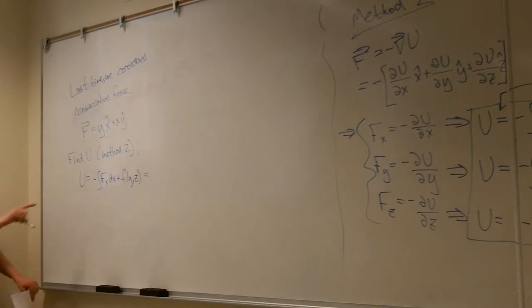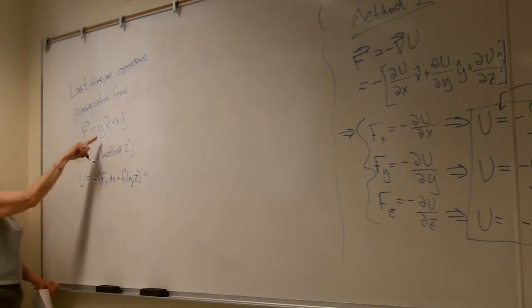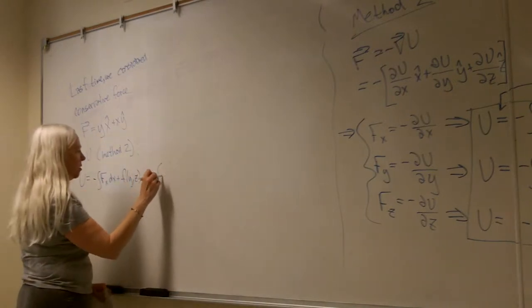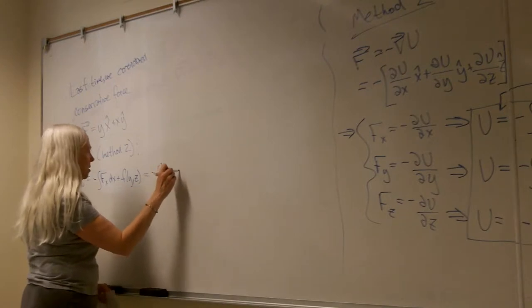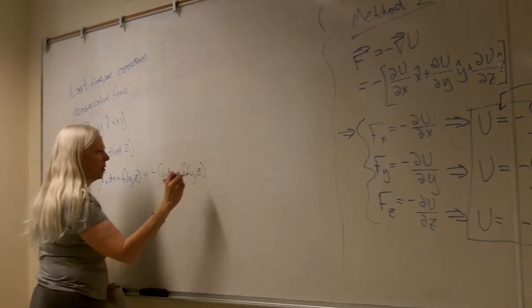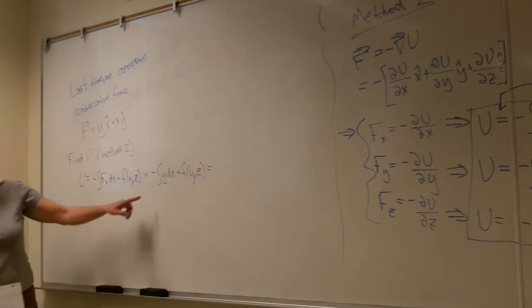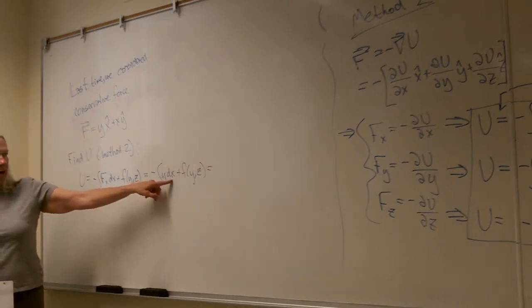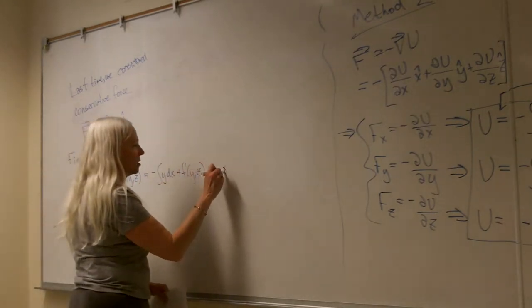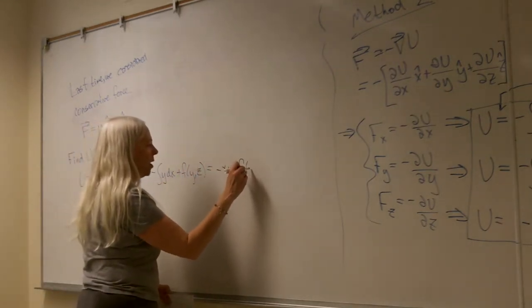So let's plug in F sub x. The x component of the force is the coefficient of x hat, in other words, y. So this is minus the integral of y dx plus f of y and z. Remember, we treat y as a constant when we do this integral. We're integrating with respect to x. So this gives us minus xy plus f of y and z.